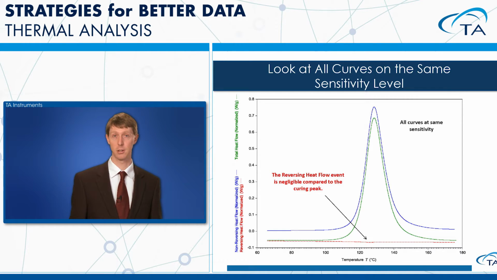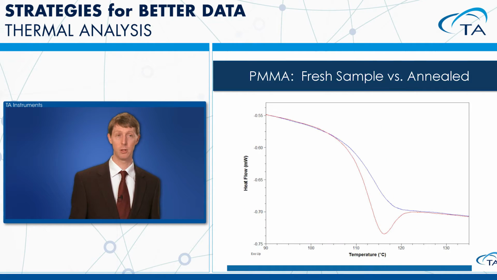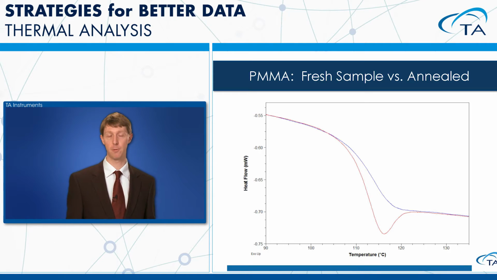Now we've looked at this a little bit before, but again, we see a fresh sample versus an annealed sample of PMMA. The annealed sample appears to have a peak. It could make you assume that this is a melt rather than a glass transition. Heating up a fresh sample shows you that it's a nice clean glass transition.